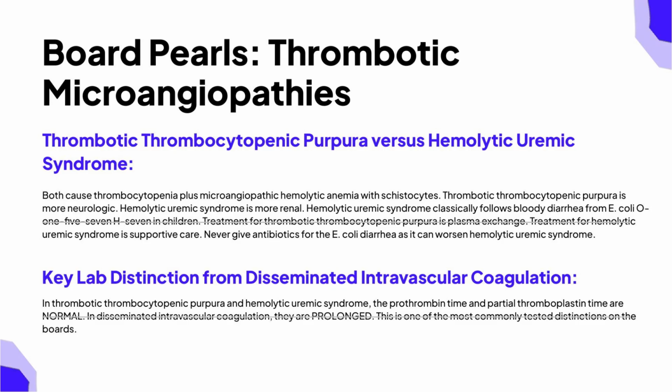The single most tested lab distinction. In thrombotic thrombocytopenic purpura and hemolytic uremic syndrome, your coagulation studies are normal. In disseminated intravascular coagulation, they are prolonged. This distinction shows up over and over in question banks.